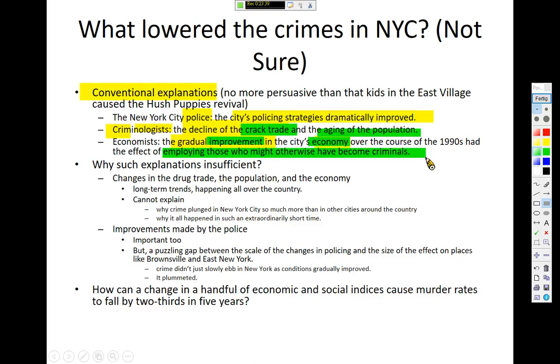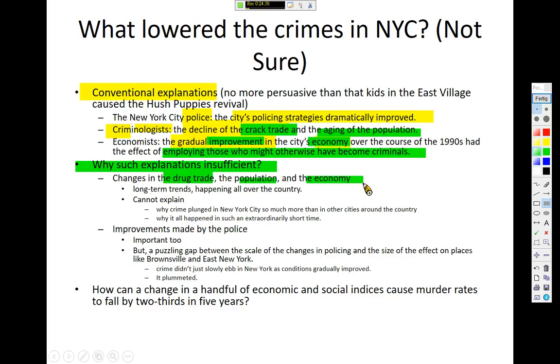Sounds good. Look here, police, criminologists, economists, they all have their own explanations, but are those explanations sufficient to explain why the crime rate in New York City declined so fast? Not quite so. Let's try to explain why such explanations are insufficient. First one, let's look at the changes in drug trade, population, and the economy. They improved the economy, and the aging population and the decline of drug trade. Basically, these are the so-called long-term trends. They do not change in just 1 year. Okay? They change, counted by decades.